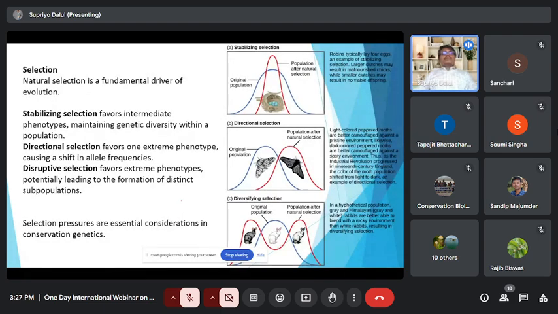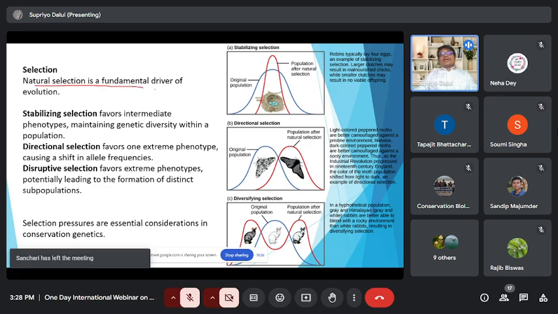Then the last concept is natural selection. According to Heisenberg's principle, they hypothesized that there should not be any natural selection in a large population. But in nature, we know that natural selection is a fundamental driver of evolution. Evolution is an ongoing process, and for evolution to happen, natural selection is always occurring in the environment.